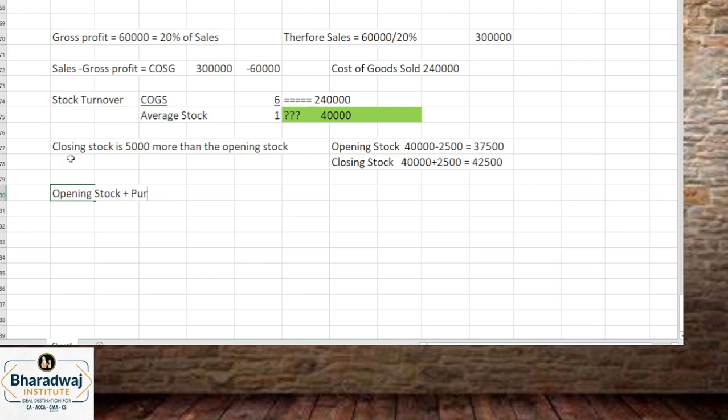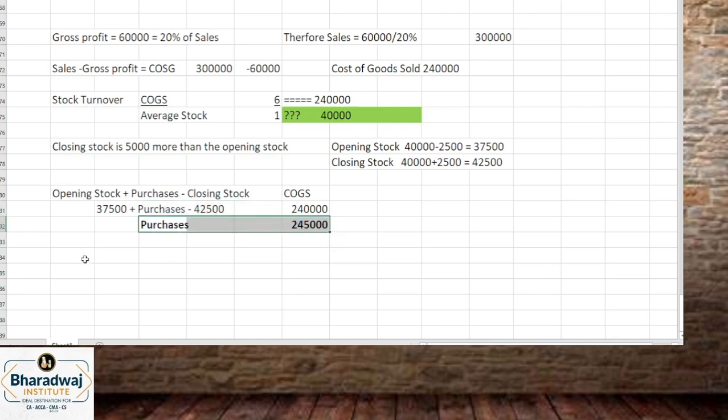Then we can find purchases. Cost of goods sold, what is another formula? Opening stock plus purchases minus closing stock will give us cost of goods sold. So opening stock we know, 37,500, plus purchases, minus closing stock 42,500 will give us the cost of goods sold. Solving this, purchases will be 2,40,000 plus 42,500 minus 37,500. It will be 2,45,000.